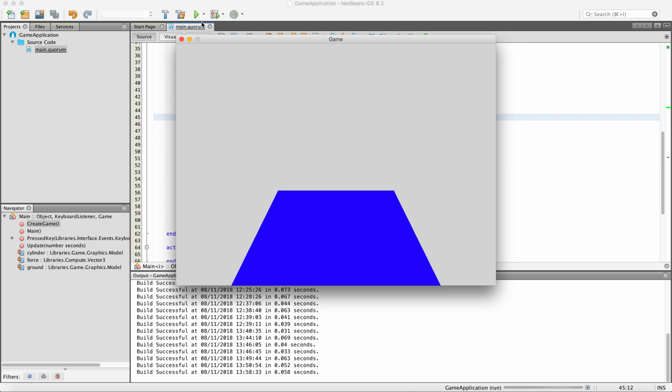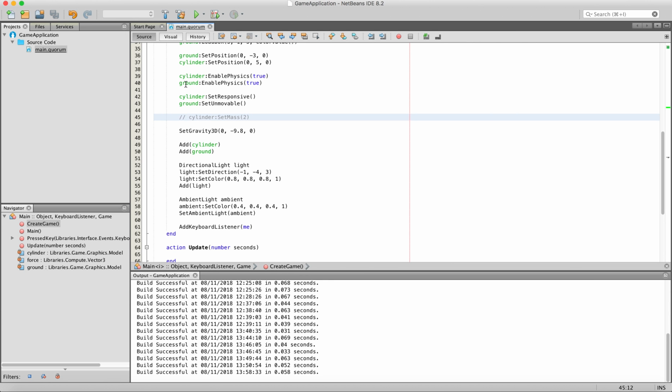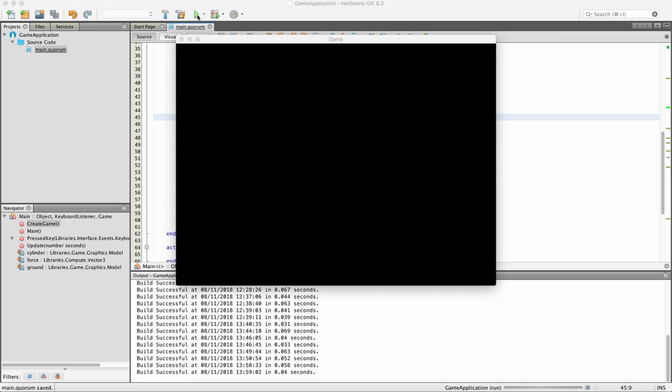We're going to go ahead and run this now, and take note at how high the cylinder goes with a force of 300 going upwards. Notice how high it goes. Alright, so now that you have that in mind, we're going to go ahead and uncomment the set mass. We're going to save it once again and then run it.